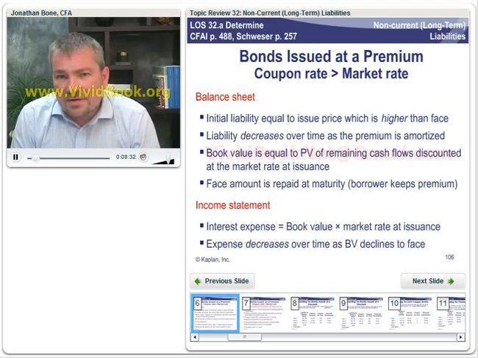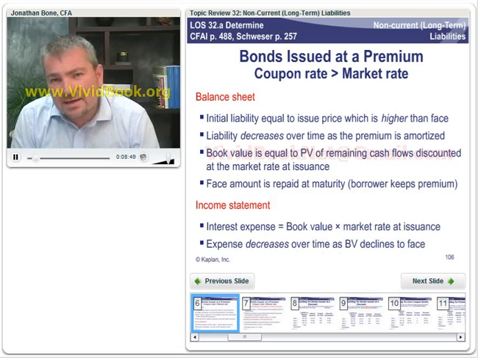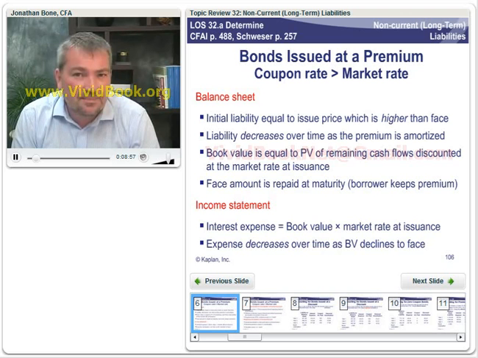The book value, yes, is still equal to the present value of remaining cash flows. And of course, at maturity, the investor receives the par value. Now, the interest expense is computed exactly the same way. Opening liability times market rate at issuance. Now, what we're actually going to notice here, that when we amortize a premium, the interest expense is equal to the coupon minus the amortized premium. But we can compute it as opening liability for the period times the market rate at issuance.